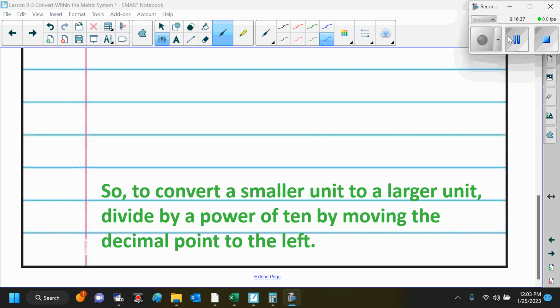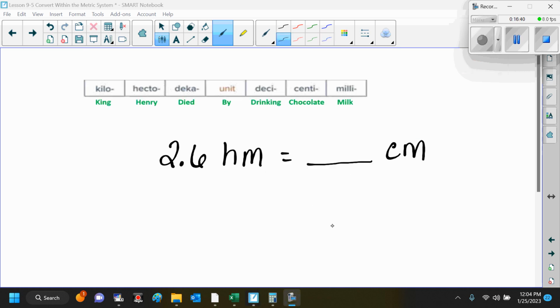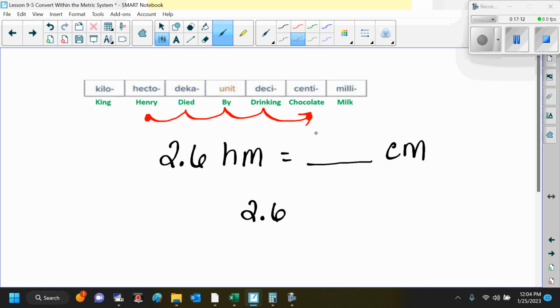All right, I want to give you one more example. So this is our extra example. We have 2.6 hectometers, and we want to convert to centimeters. So I'm going to write it down here, 2.6 hectometers. Where's hectometers? That's the Henry, right? King Henry. And where do we want to get to? Centimeters, over here. How many times are we moving our decimal? 4. 1, 2, 3, 4. Is everybody clear with that? Yes. So down here we're moving 1, 2, 3, 4.